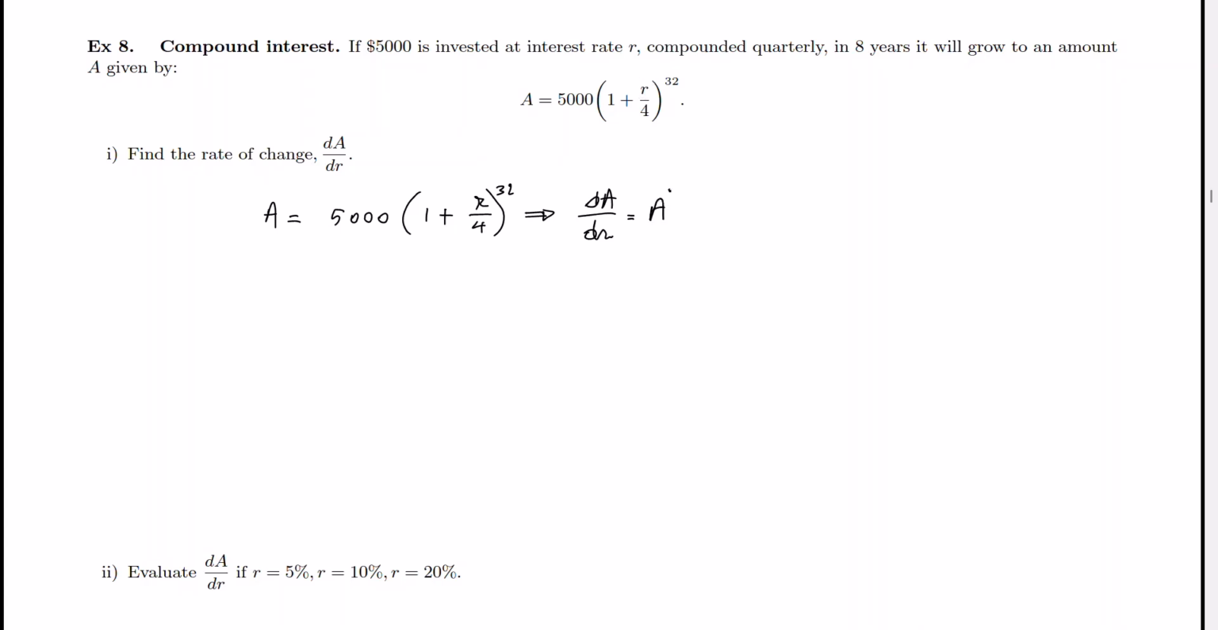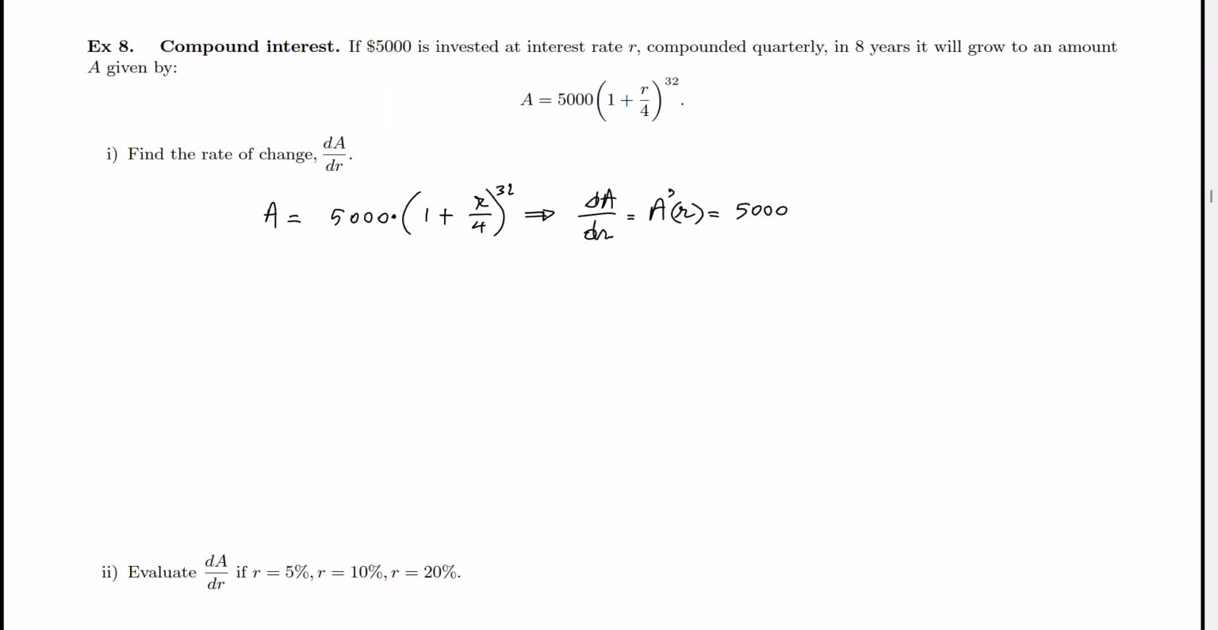This is also known as A prime, but in this case, the notation dA over dr is a little bit more useful because it tells me that the independent variable is R and the dependent variable is A. In any case, the A prime of R, meaning the function that I'm looking for, is going to have the 5,000 hanging out in front.